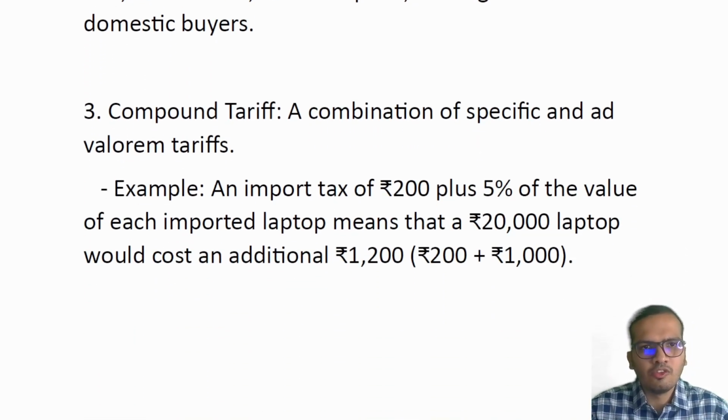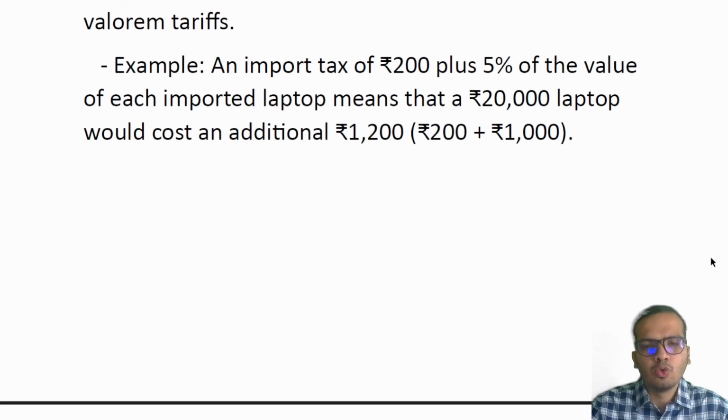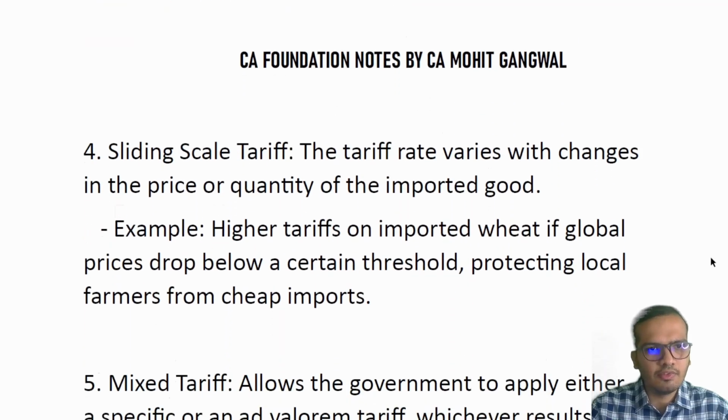Then comes compound tariff. It's a combination of both specific as well as ad valorem tariffs. Example could be an import tax of rupees 200 plus 5% of the value of each imported laptop, which means that a 20,000 laptop would have an additional 1,200 cost, making the overall cost 21,200.